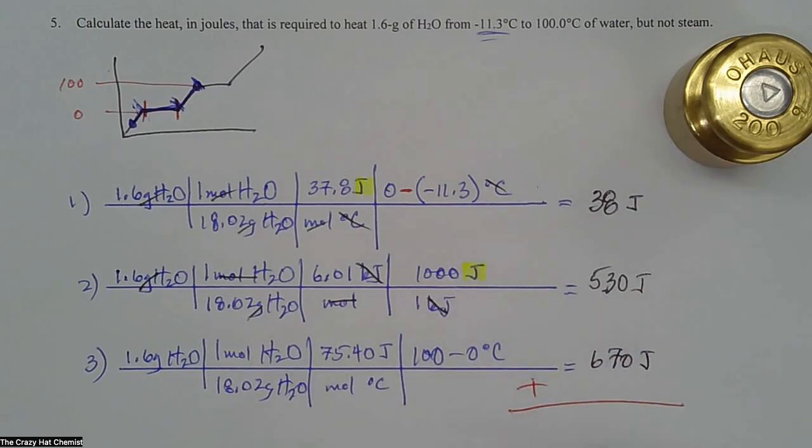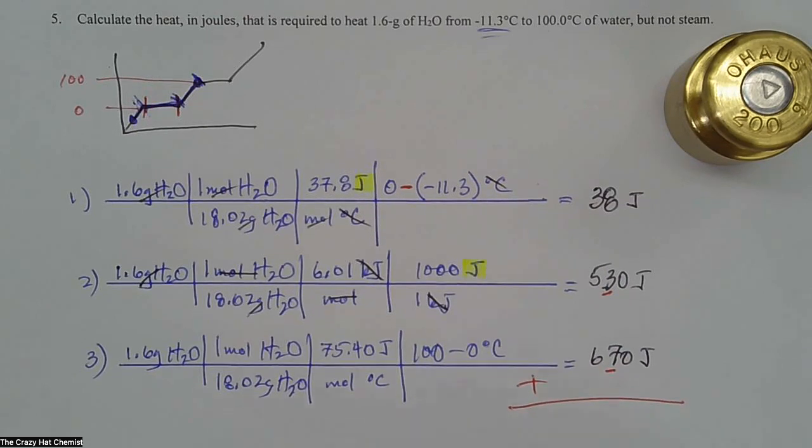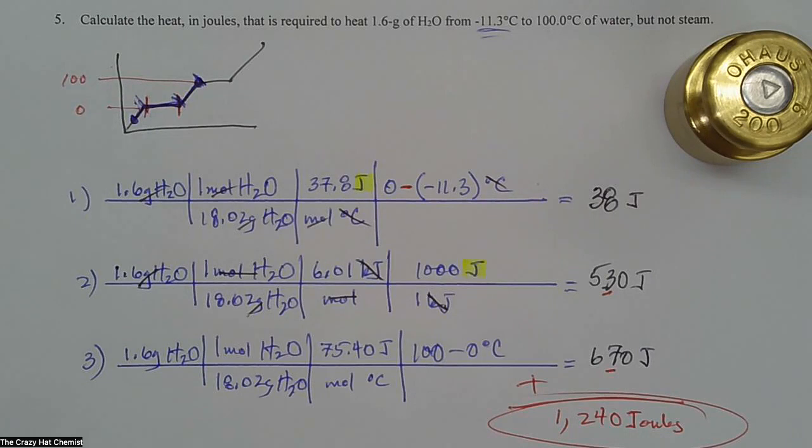We're going to use the least number of places, which is these 2 numbers have the least decimal places, if you will, and our final answer is going to be rounded at the tens column. Okay, so our answer is going to be 1,240 joules. And that is our final answer for this here.